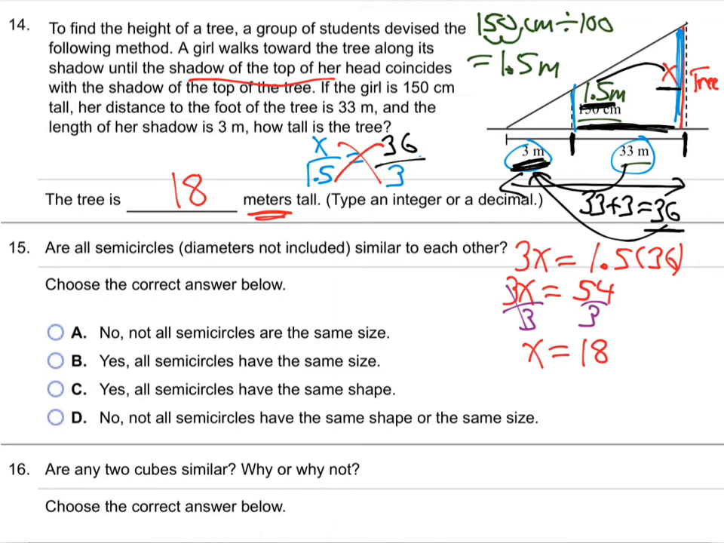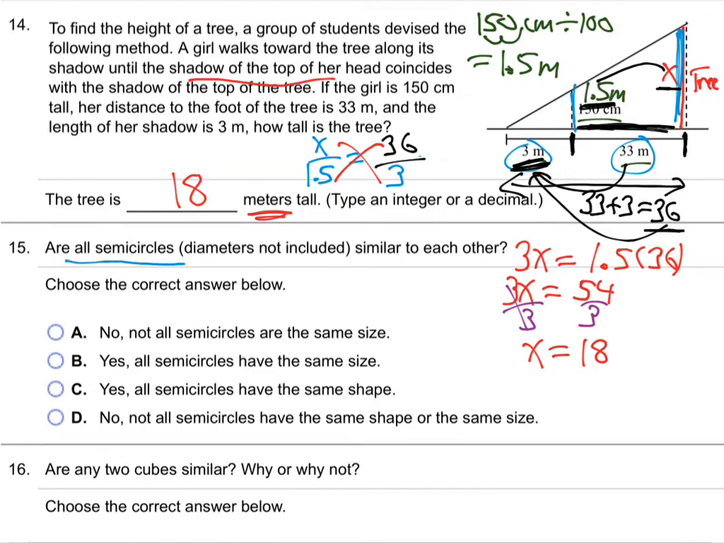So you can actually measure a tree, the height of a tree, in that way. You see how that works? We could actually measure the height of a tree that way. That's a good way to do that. Okay, number 15.